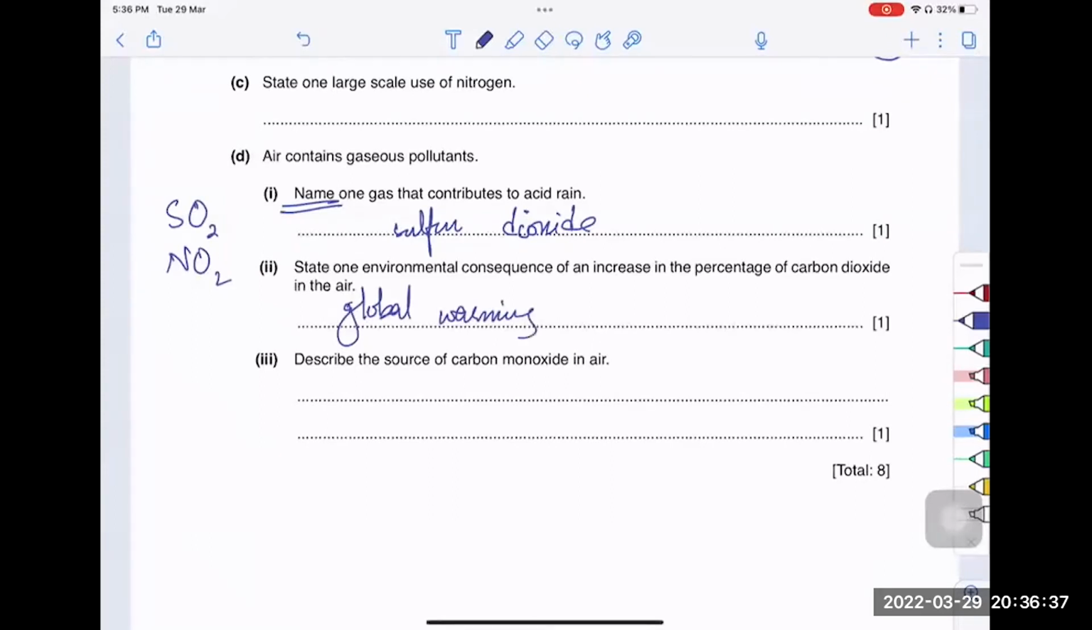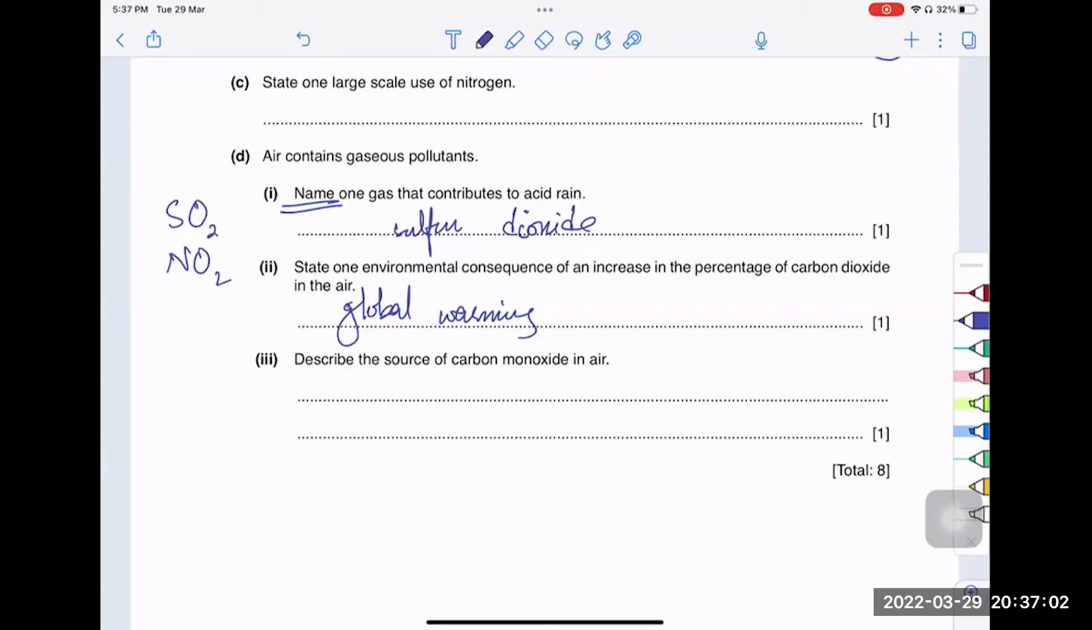If you're not talking about global warming, talk about its effect. Talk about how it melts the polar ice caps. Talk about how it will cause an increase in sea level. Similarly, when they ask what is the environmental effect of acid rain, talk about how it damages the buildings, how it changes the pH of water bodies, how it changes the soil pH so crops can't grow properly.